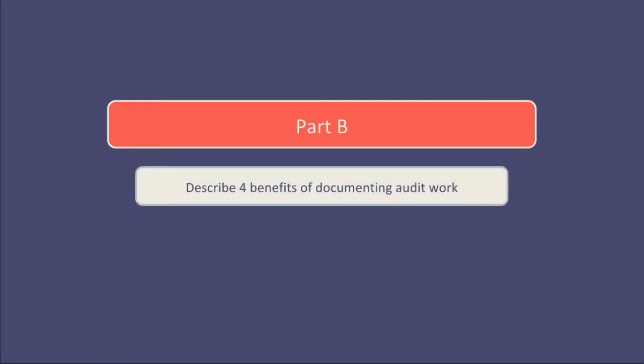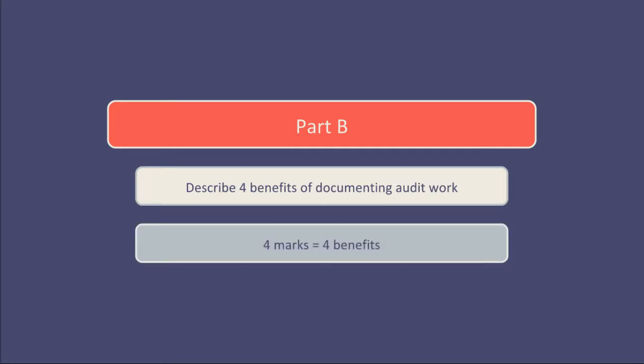Part B asks you to describe 4 benefits of documenting audit work. This, I feel, is the most challenging part of this question and would have left candidates searching for some ideas in the exam. Each benefit discussed will be awarded up to 1 mark each. Be careful not to spend more than 7 minutes on this area.